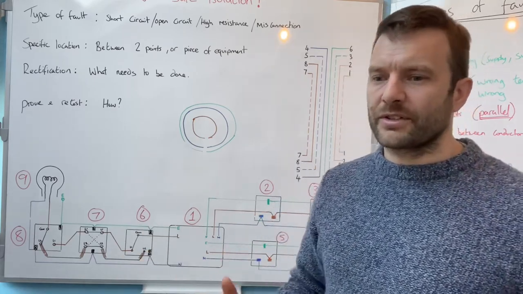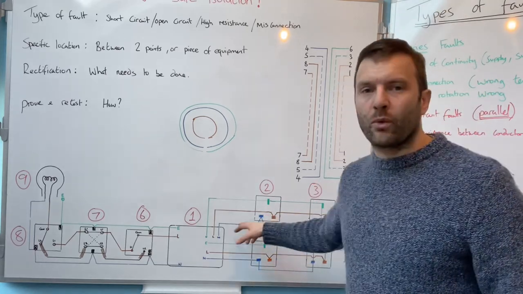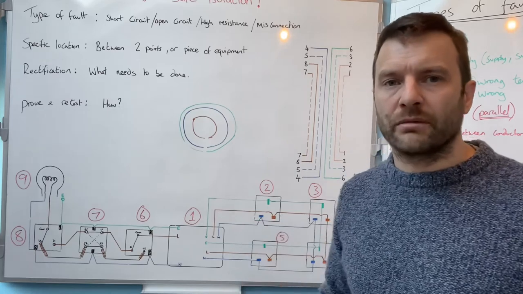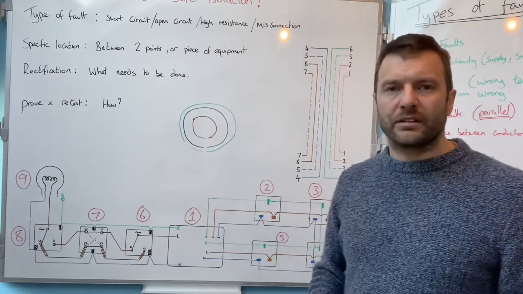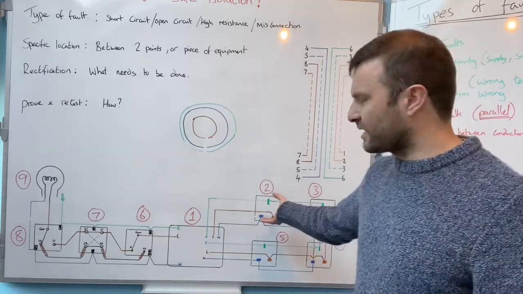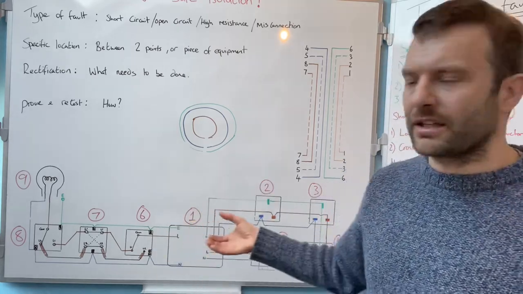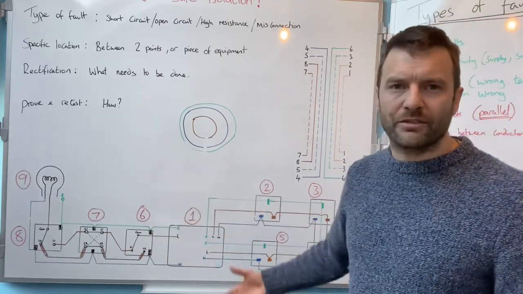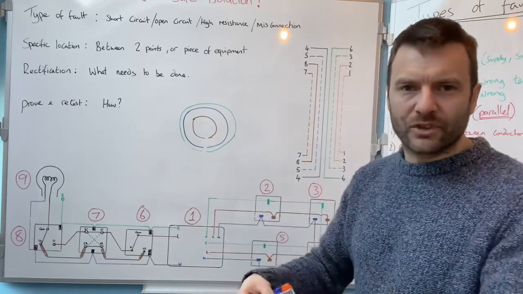So for instance, if someone had connected up live and neutral the wrong way round in the back of a socket. In a real life situation, you would drop that socket off the back and you would see the cables are the wrong way around. You would put your socket tester in and the lights would light up and it would say that polarity is the wrong way around.